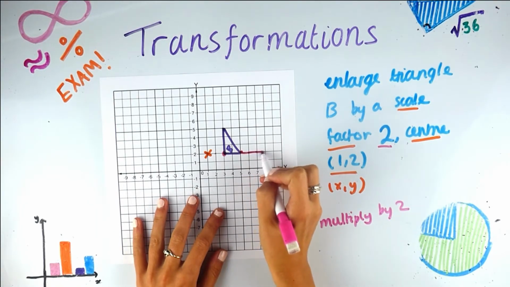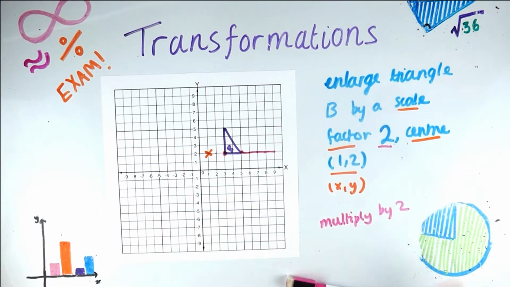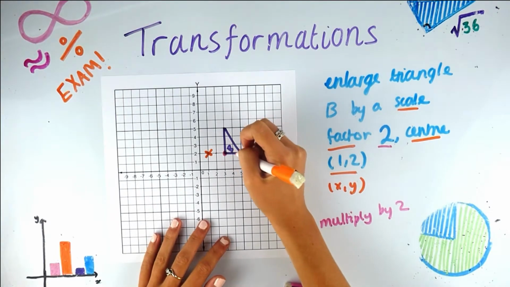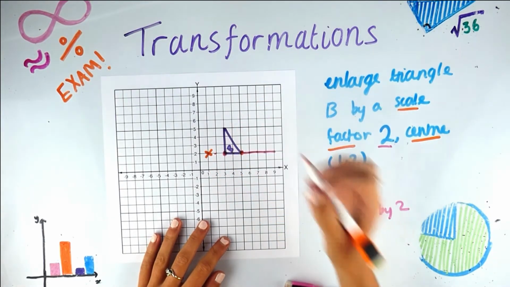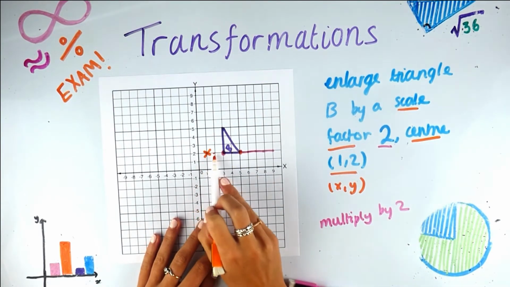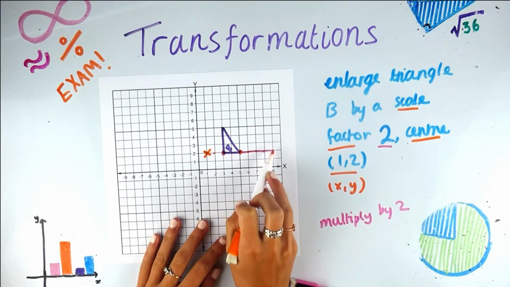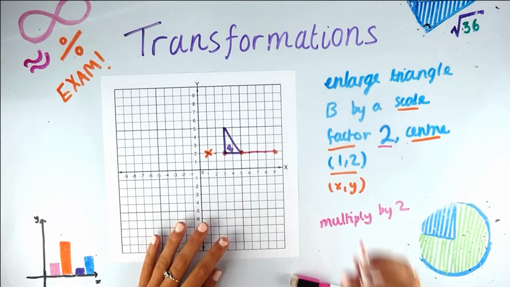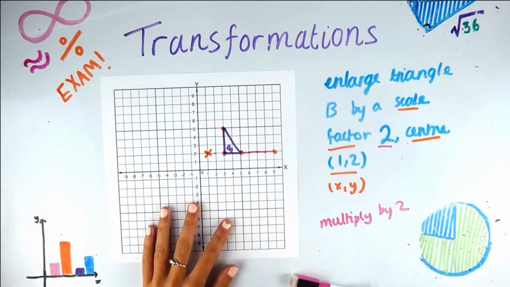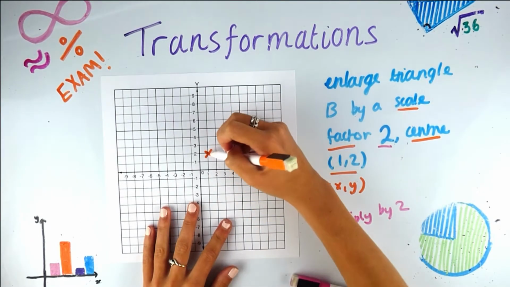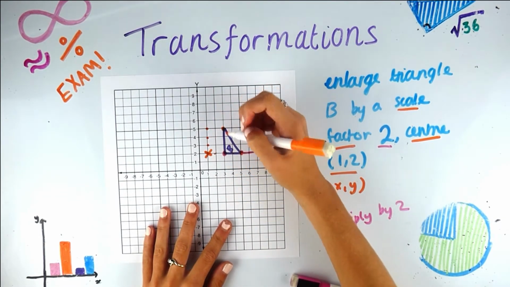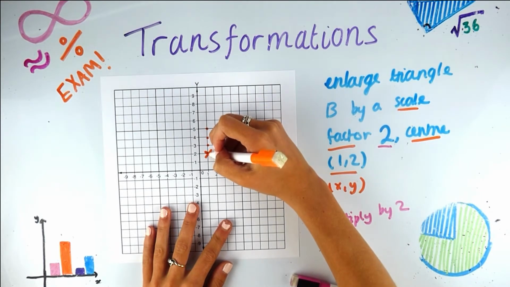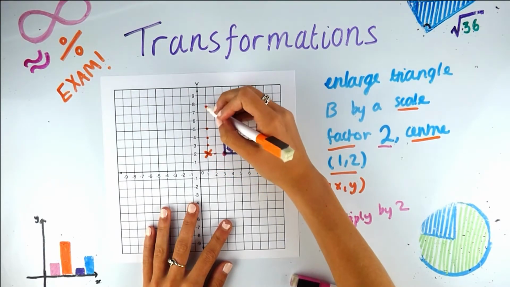So 1, 2, 3, 4. We can check this corner here now, so that should be 4 away. We multiply by 2, so it should be 8 away. So 1, 2, 3, 4, 5, 6, 7, 8. Yeah. Let's do one more corner. This one's a bit more tricky. We've gone 3 up, so that should instead be 6 up. So 1, 2, 3, 4, 5, 6.